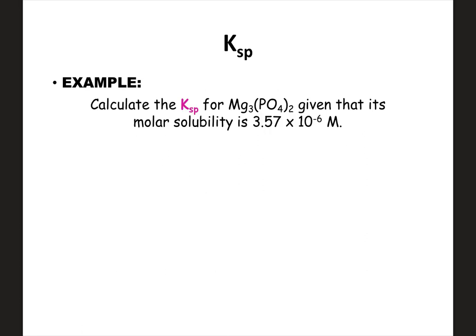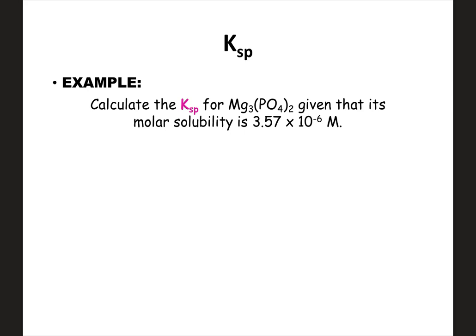It says calculate the KSP for Mg3(PO4)2, magnesium phosphate, given that its molar solubility is 3.57 times 10 to the minus 6 molar. Remember, there's only really two versions of these basic KSP problems. One version is when you are given the molar solubility and you're finding the KSP. The other version is where you are given the KSP and you're finding the molar solubility and each of the concentrations. So for this one, we are finding the KSP given the solubility.